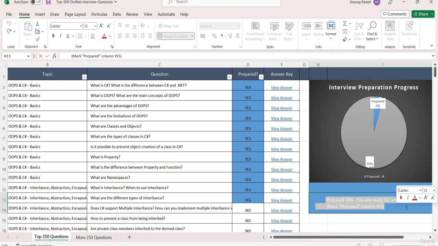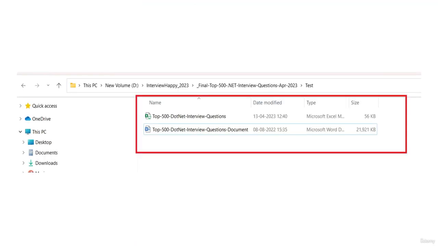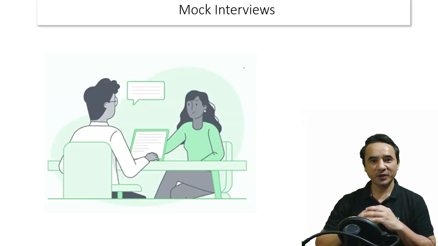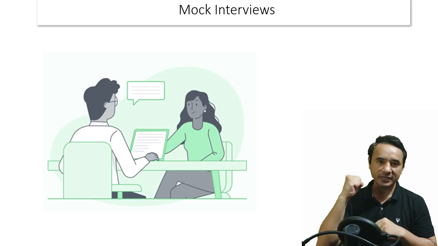You can also click on view answer to check the answer of any question in a Word file. Remember to keep this Excel and the answer key Word file in the same folder, otherwise these links will not work. This Excel tracker and Word format are also available in the resources section. At last, you will find some mock interview videos in this course which will make your preparation rock solid.